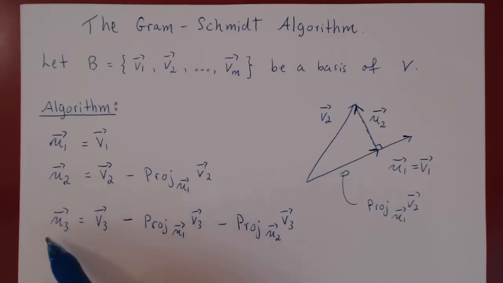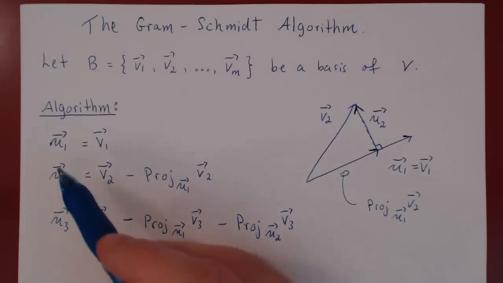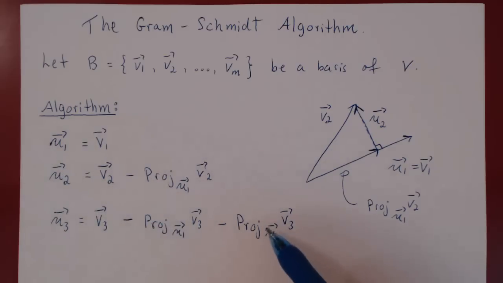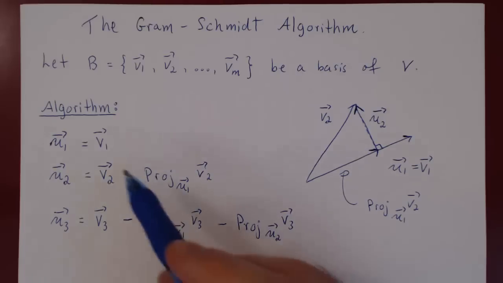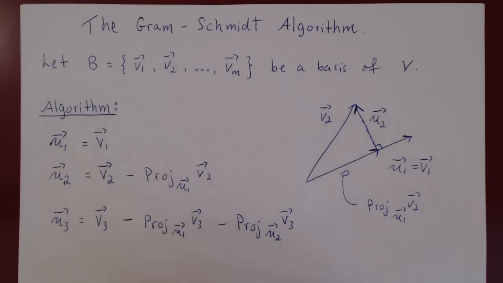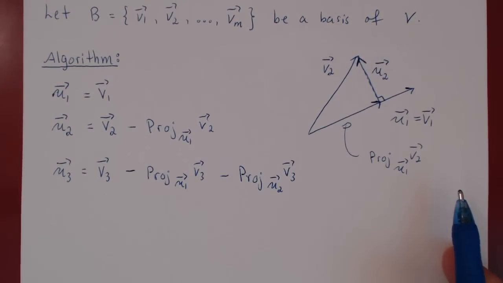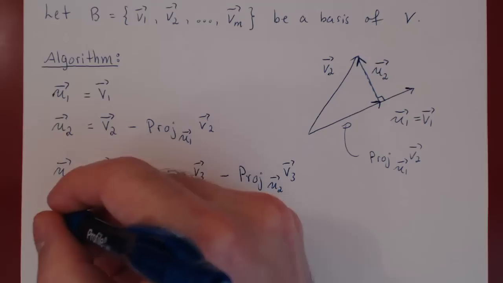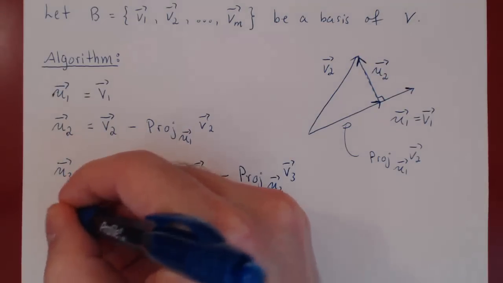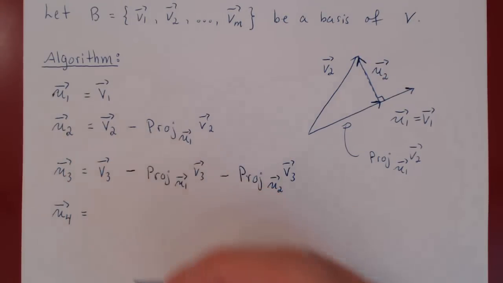But again, because we only remove from v3 a component along u1 and a component along u2, we don't lose anything through our space because we already have vectors u1 and u2 to span those directions. Let's do one more, and then we'll see how we can generalize very easily to the kth vector. How would you build the kth new basis vector?